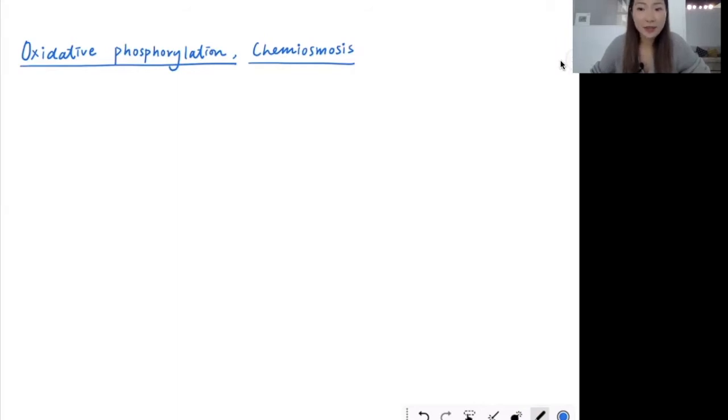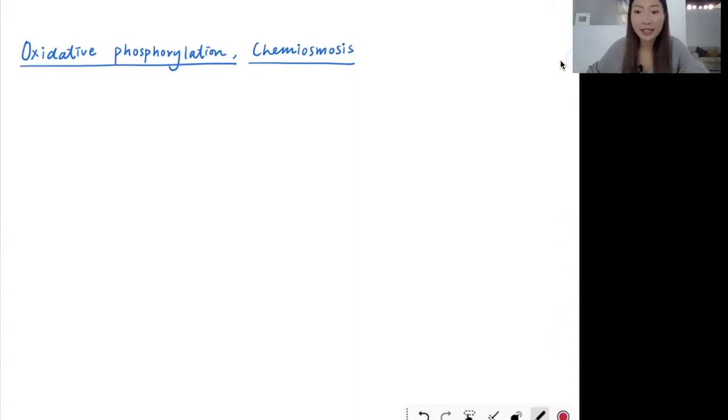As we know, cells require energy for normal cellular activity, for example, DNA replication, transcription, translation, and cell division, and all these different processes. So without further ado, let's get started. First things first, just a little recap.